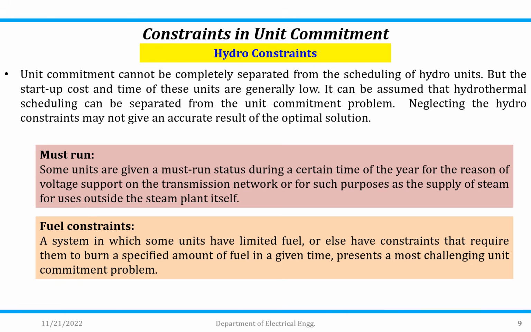So these are the constraints in unit commitment. What are the constraints? Already we have discussed. First one is spinning reserve. Second one is the thermal unit constraint. In that we discussed minimum uptime, minimum downtime and crew constraints. Then next is the startup cost. And the third constraint is the hydro constraint, wherein we discussed must run and the fuel constraints.